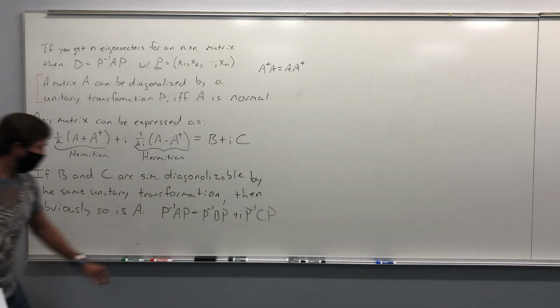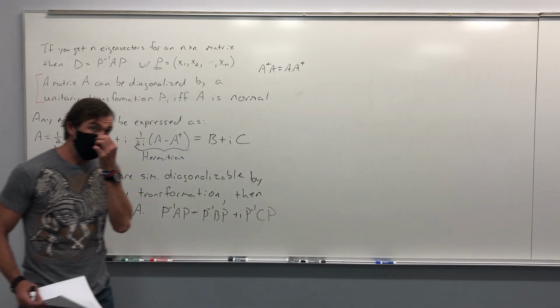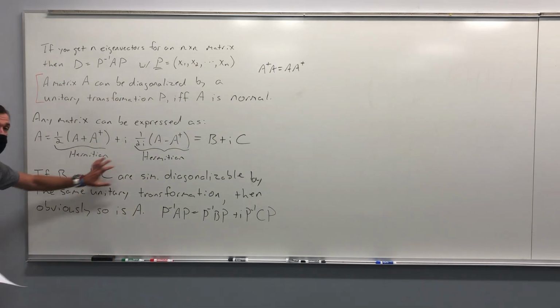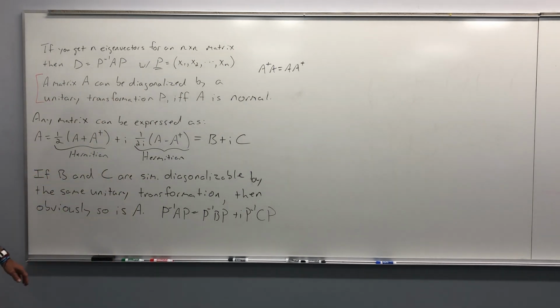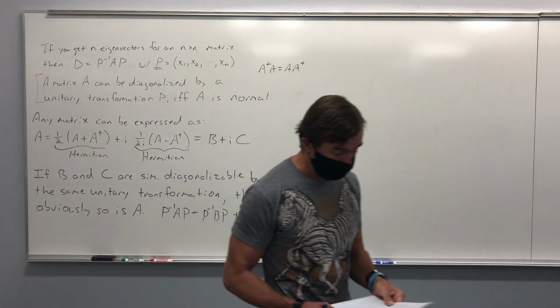All right. Okay, so everybody follow? Now, I haven't proved anything yet. I'm just showing you that if B and C can be diagonalized at the same time by the same transformation, and if that transformation is unitary, because that's what's claimed here, then obviously that implies that A is diagonalizable by the same unitary transformation. Okay?